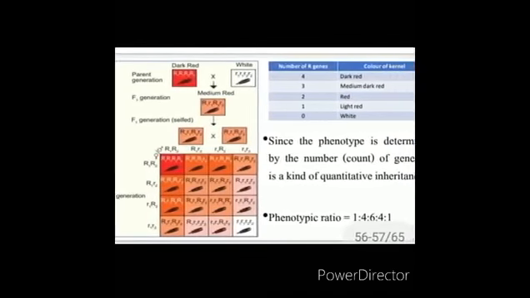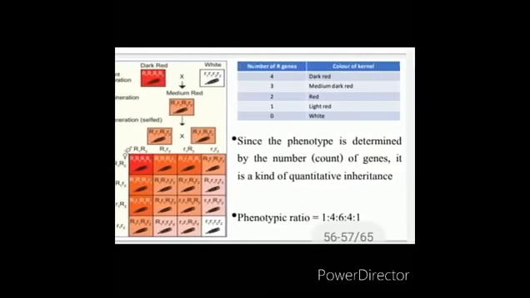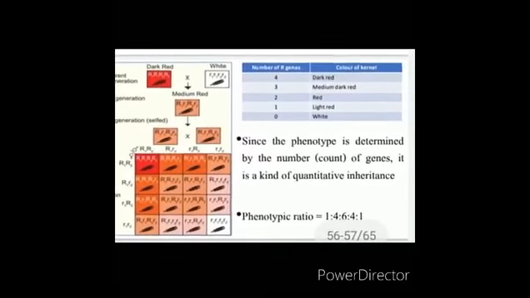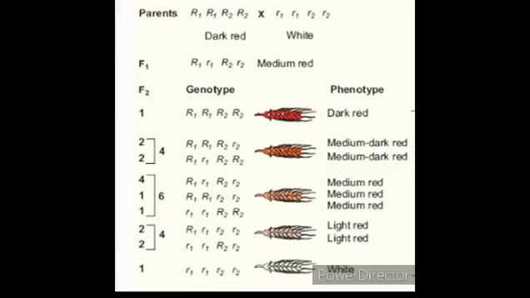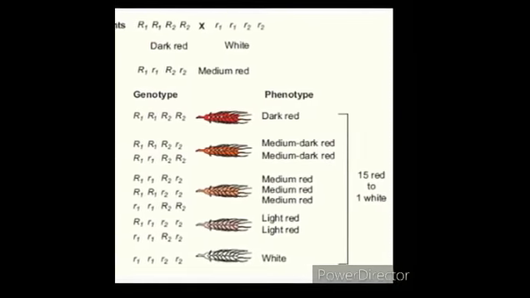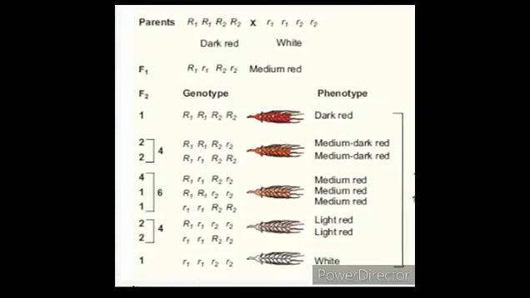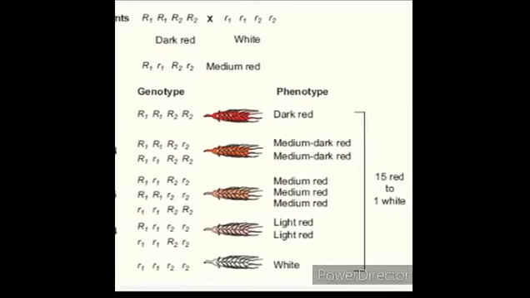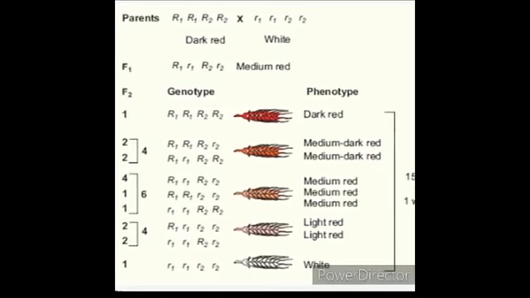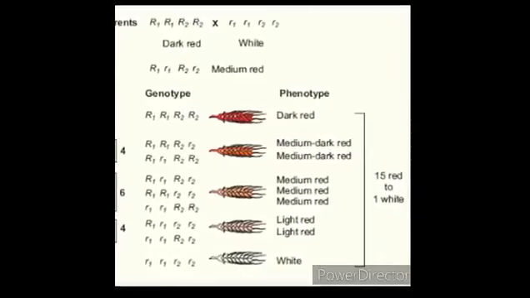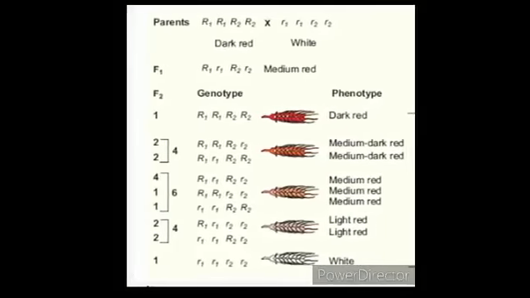In F2 generation, the phenotypic ratio is 1:4:6:4:1. Here, 1 dark red kernel, 4 medium dark red kernel, 6 medium red kernel, 4 light red kernel and 1 white kernel is obtained. So, totally a 15:1 ratio is obtained: 15 red and 1 white.